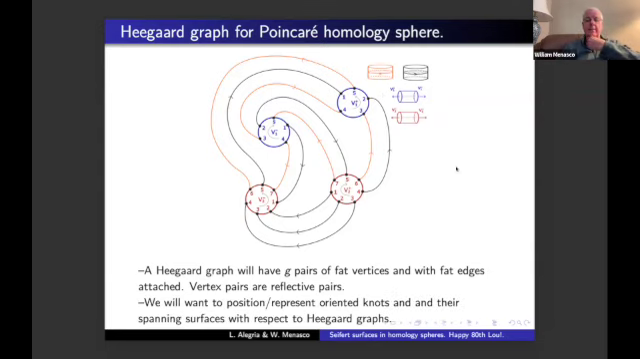All right. So that right there is enough to give you a description of the handle decomposition for your three manifold, this Haggard graph. And it is in fact equivalent to the information that you would have from the Haggard splitting, but it's just this planar graph.